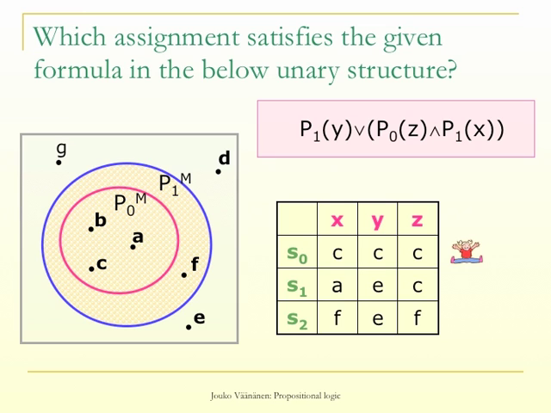But on the other hand, we already concluded that S0 satisfies the formula, so let's move on to S1. Here x is A and z is C. Both A and C are in P1 and P0, so again we get the result that S1 satisfies the formula. Finally, S2 gives x the value f and also z the value f. Let's look at f. F is in P1, but it's not in P0. So S2 doesn't seem to satisfy this formula.